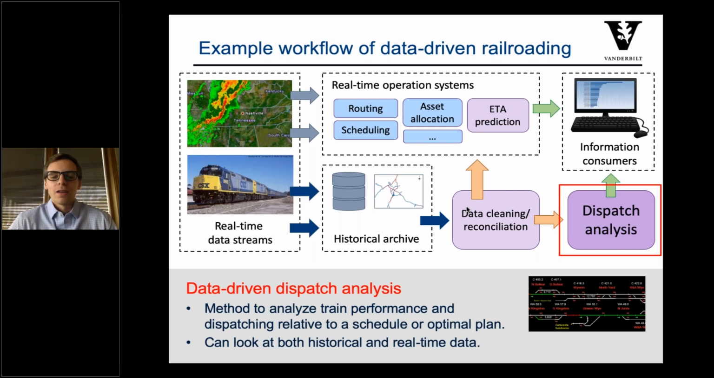So we want to look at how the train performance and the dispatching actually worked relative to an initial schedule or initial optimal plan. And we can use these methods to look at historical data, and they could also be adapted to look at real-time data as the network is evolving, though we don't implement that specifically in this work. We use a simulated historical data stream.